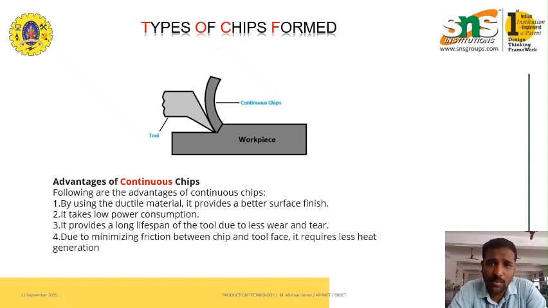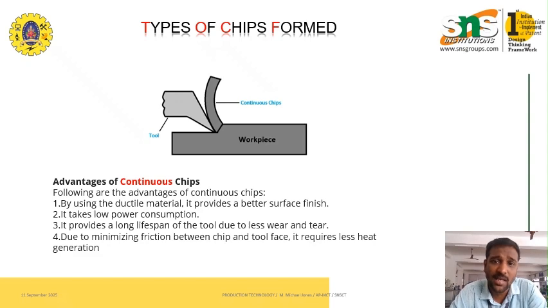You may also remember how chips are formed, by shear deformation. When the tool advances in the workpiece, shear deformation happens much more easily. So in that case, continuous chips contribute to low power consumption. And when there is low power consumption, the third point comes into play.